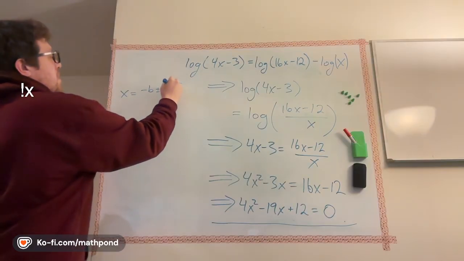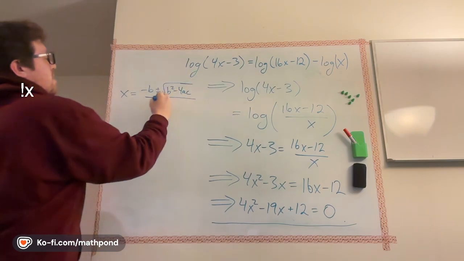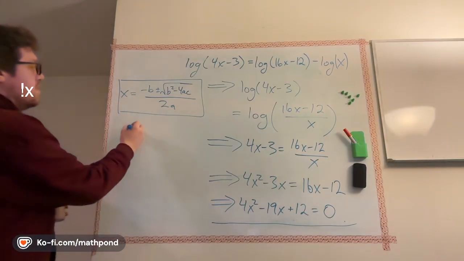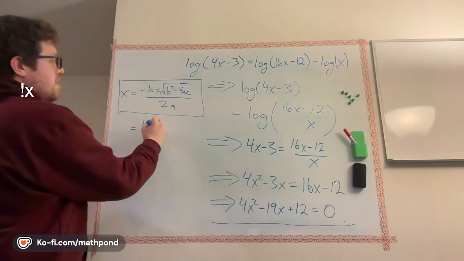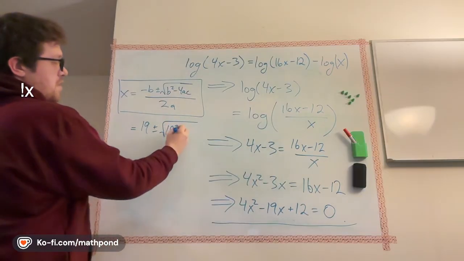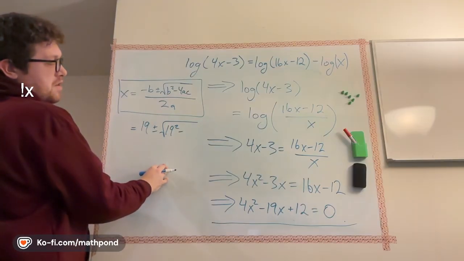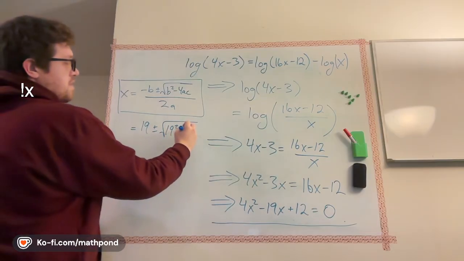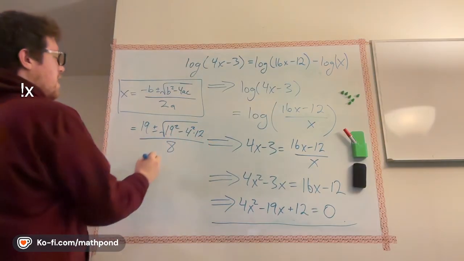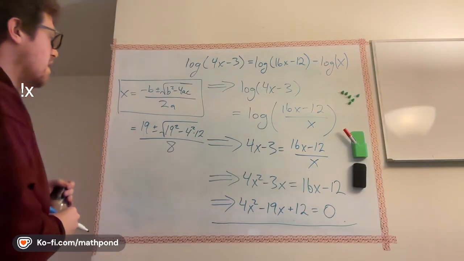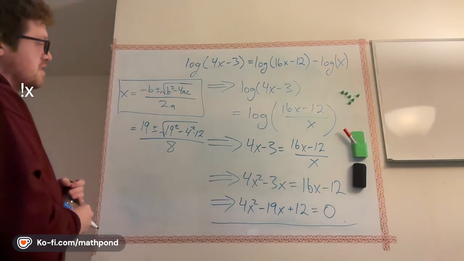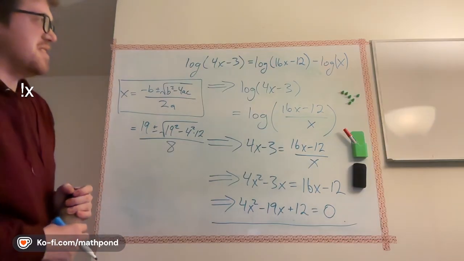I can't even remember the formula now. So this is 19 plus or minus the square root of 19 squared minus 4ac, 16 times 12, over 2a, divided by 8. 20 times 20 is 400. Yeah, can't really do it in my head, but I could probably do it in my head.